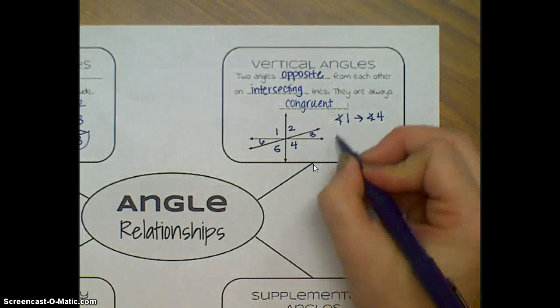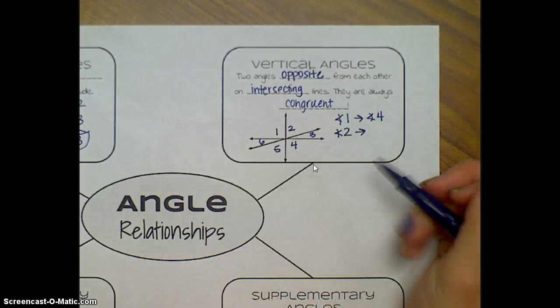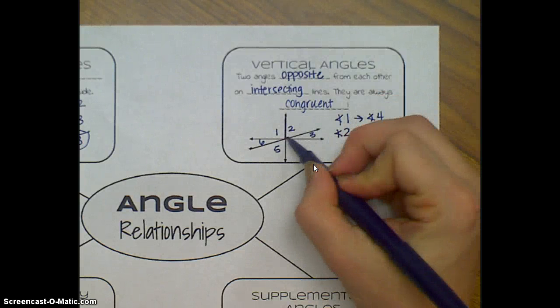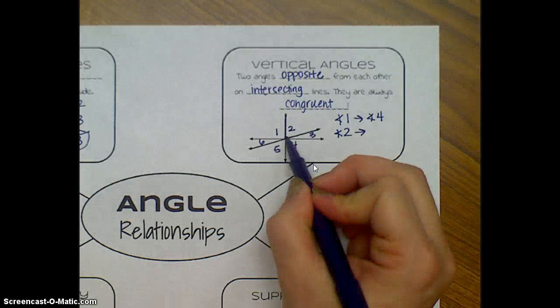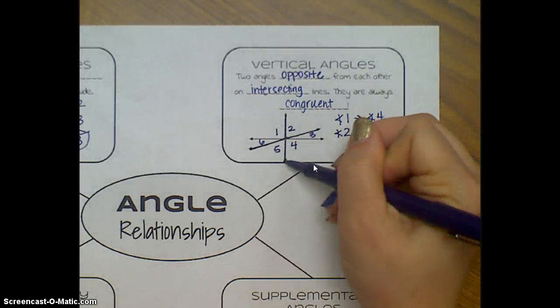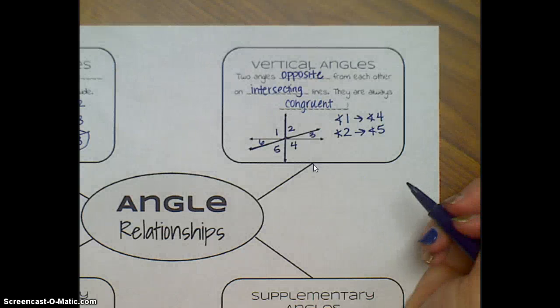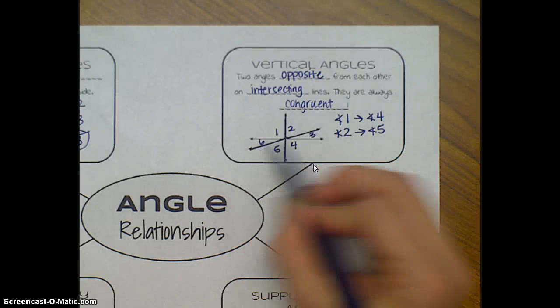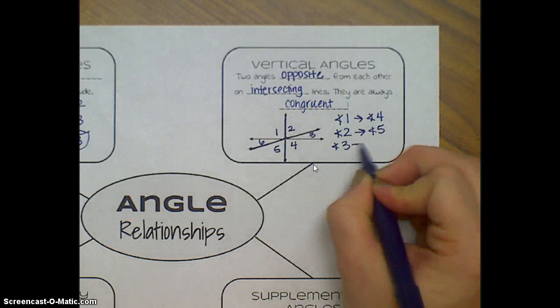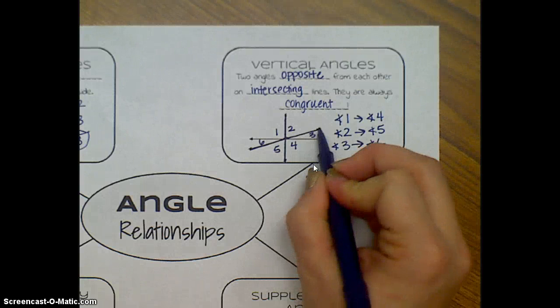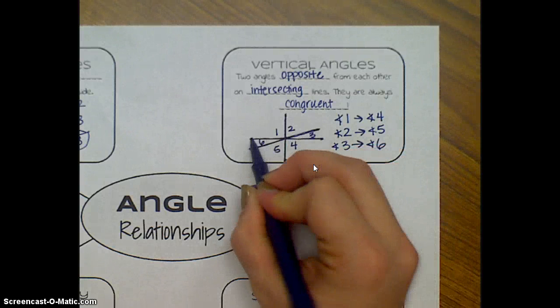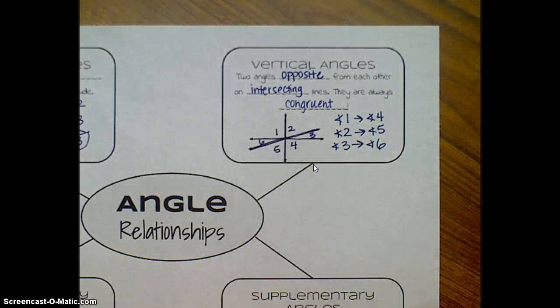Now let's look at angle 2. Angle 2 is surrounded by these two lines, so on the other side of those two lines is angle 5. So angles 2 and 5, we don't know their measures, but whatever it is, they are the same. And then our last set is angles 6 and 3, because they share this line and this line, just like that. So vertical angles are opposite from each other on intersecting lines, and they are congruent.